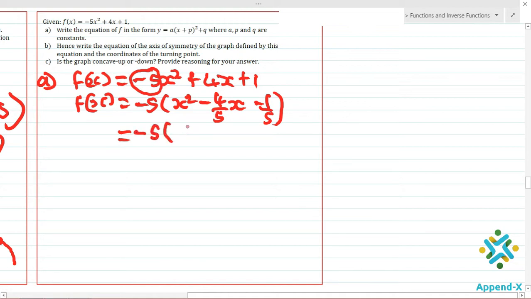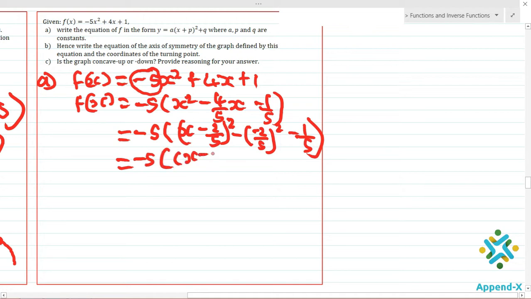Okay, negative 5. Now completing the square, we can rewrite the expression in the brackets as x minus the coefficient of x divided by 2, which becomes minus 2 over 5. Okay, this is squared, minus the coefficient of x divided by 2, this is negative 2 over 5, sorry. And this is squared, minus 1 over 5.